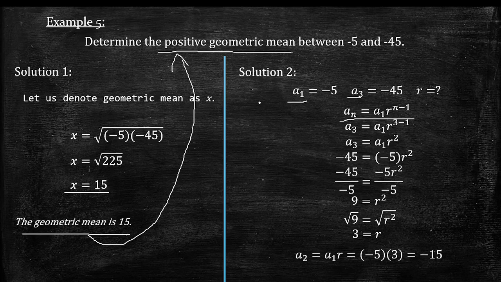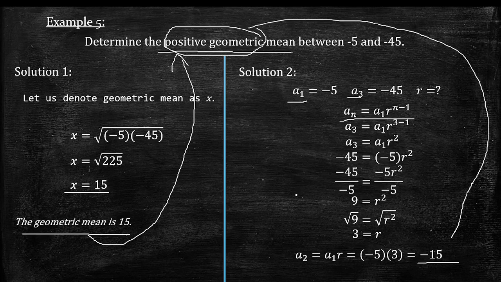Therefore, a sub 2 is equal to a sub 1 times r. Then, substitute na natin yung values to find the a sub 2. So, negative 5 times 3, the answer is negative 15. Wherein, yung kailangan natin for the example 5 is the positive geometric mean. Pero yung nakuha nating answer is negative 15.